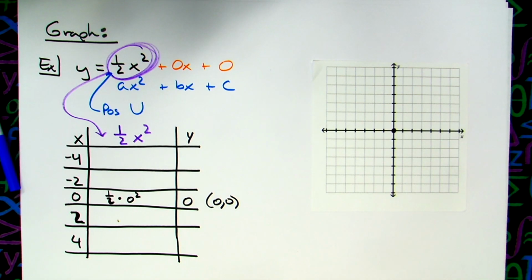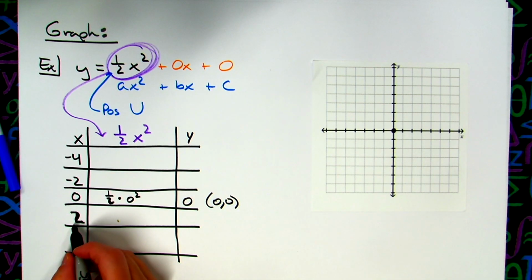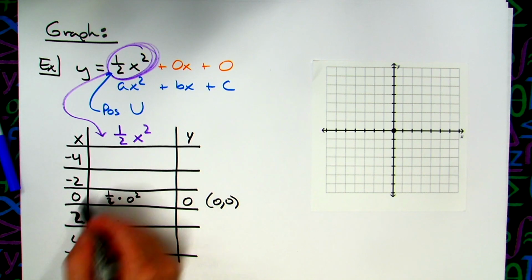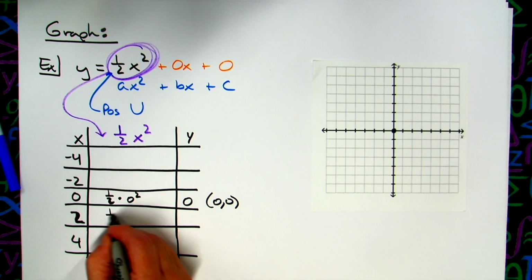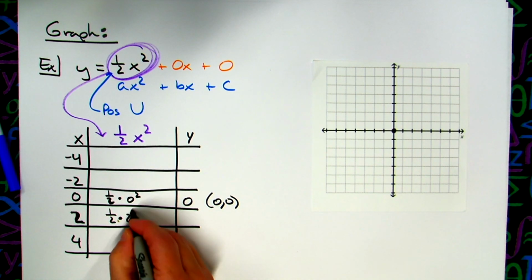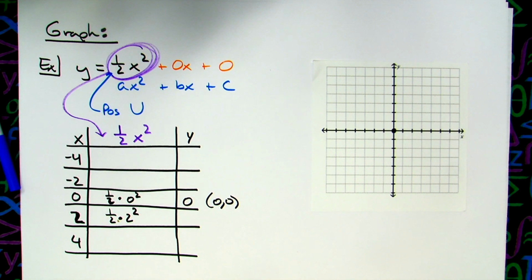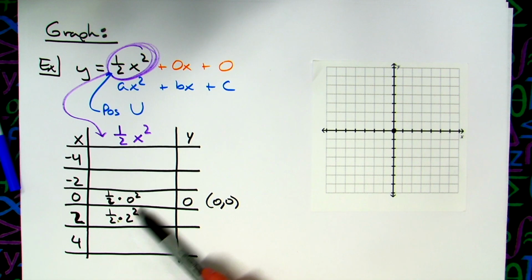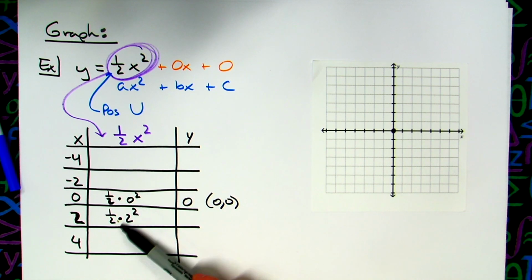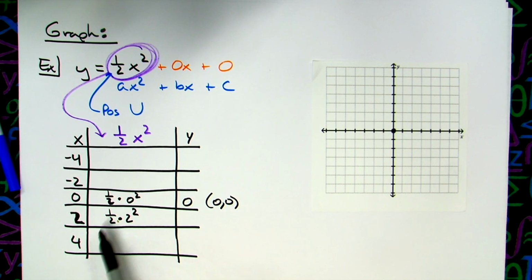Alright, from there I don't know which one's going to be easier. It really doesn't make any difference. We're going to let x equals 2. We're going to plug it in. So I'm going to have 1/2 times 2 to the 2nd power. Now you've got to follow order of operations, which means I have to square 2 first. So 2 times 2 is 4, times 1/2 is 2.